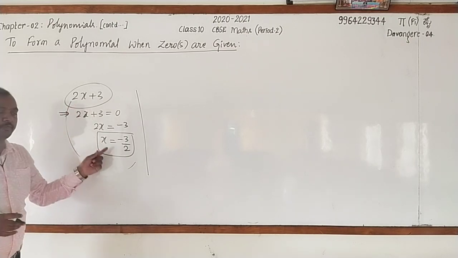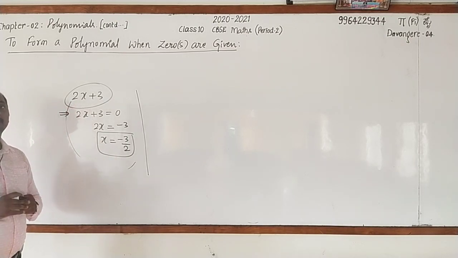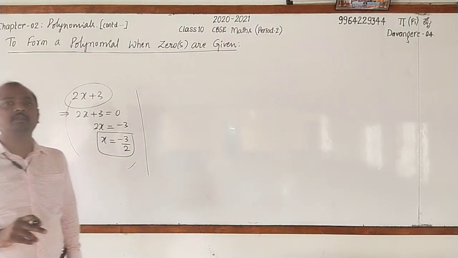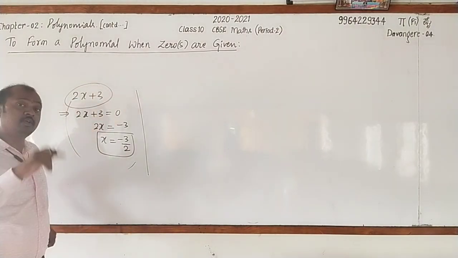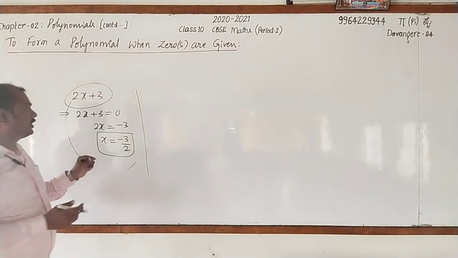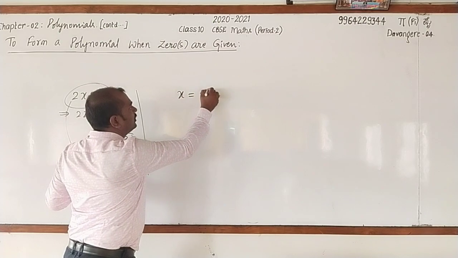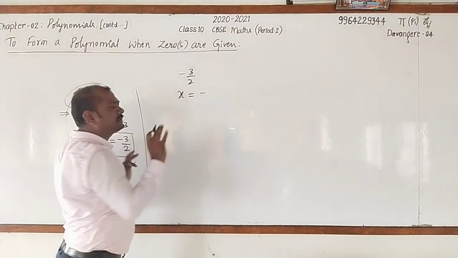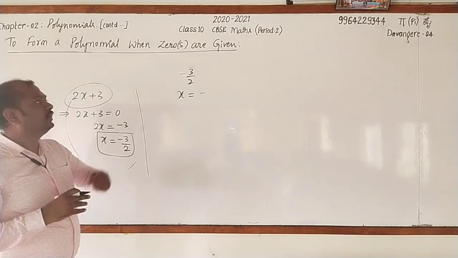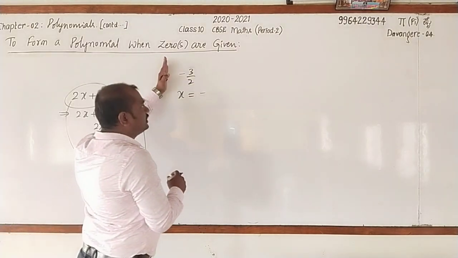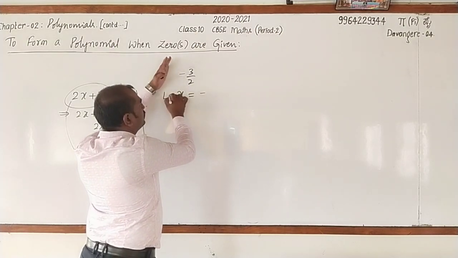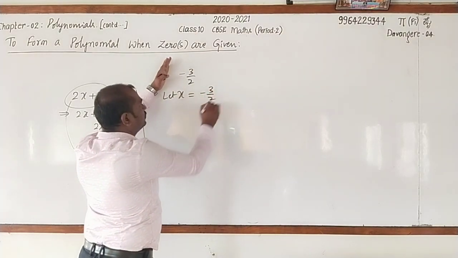Polynomial is given, we have found out zeros. Then, is it possible for us to form a polynomial when zero is given? Certainly. Just we go for in the reversing order. Look here, x equal to minus 3 by 2 is zero of a polynomial. We do not know what is that polynomial. You can find out like this. Zero is given, you are going to form a polynomial. Let x equal to minus 3 by 2.